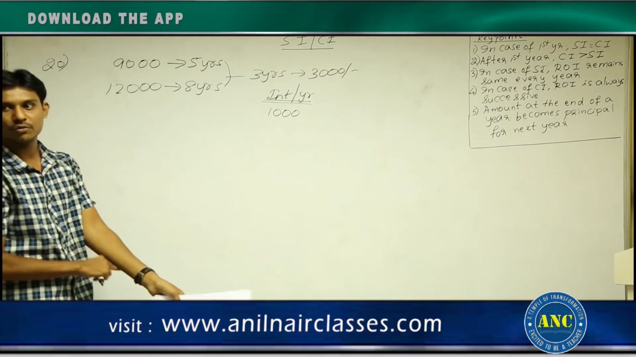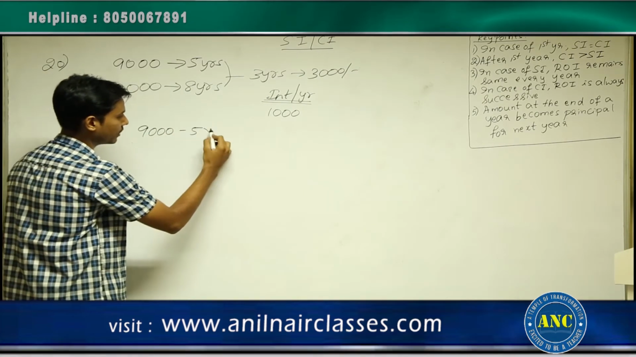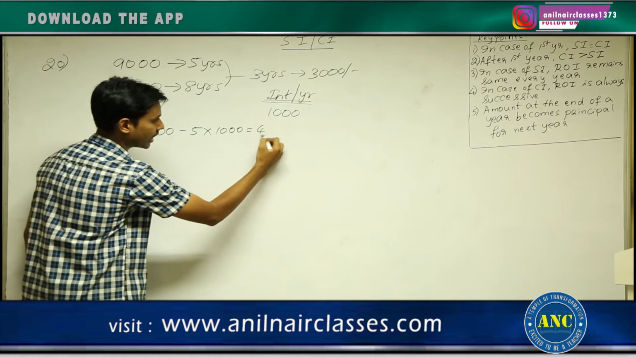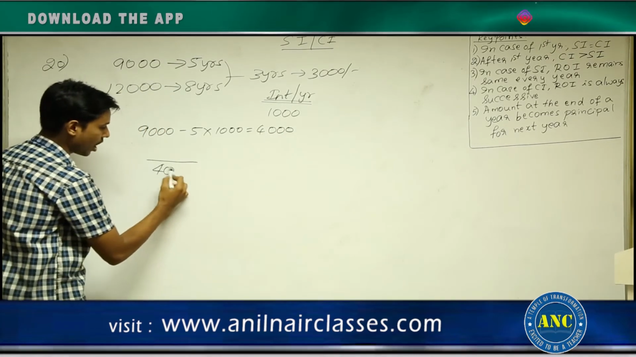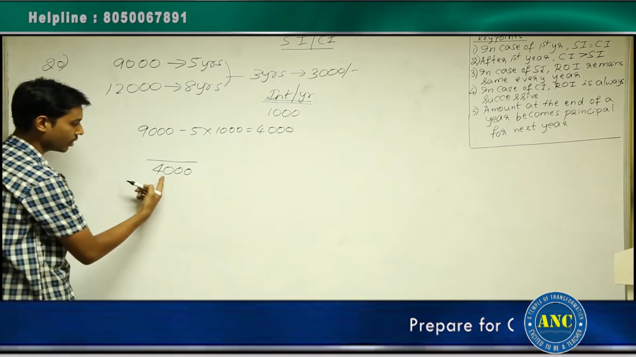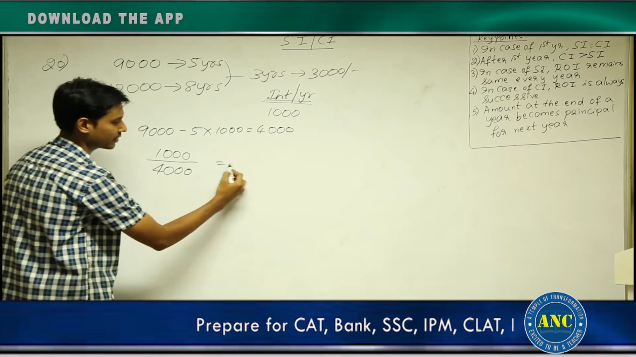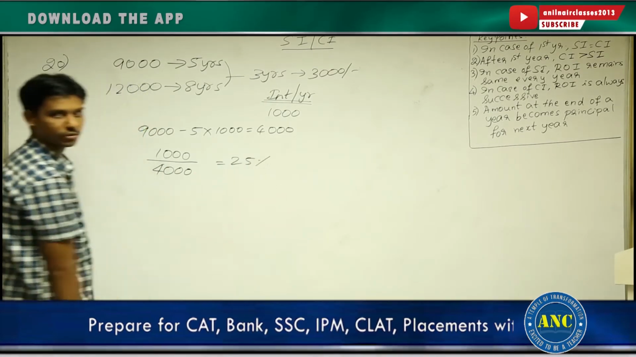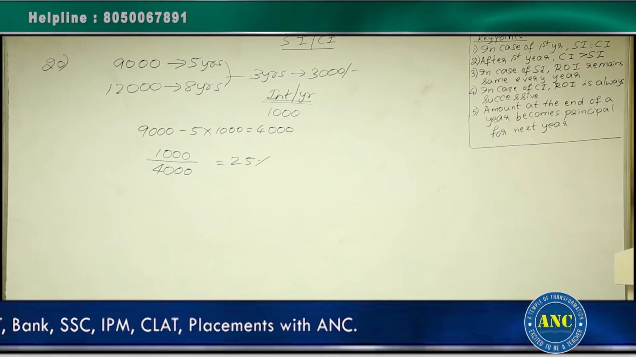What is that something? 4,000. That means initially you had 9,000 minus 5 into 1,000. Initially you had 4,000 rupees with you. Correct? Upon 4,000, every year there is an increase of how much? 1,000. Upon 4,000 there is an increase of 1,000. What is 1 by 4? 25%. Over. Don't use any formula. Understanding the approach?